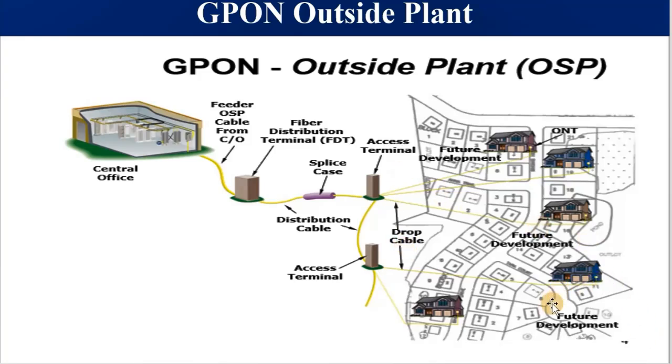When you deploy your network, make sure you also cater for future developments, so that you'll be able to deploy your fiber early. At the subscriber's place, that's where we find the ONU, also known as the ONT. So this simply shows how GPON is deployed from the exchange to the subscriber place.